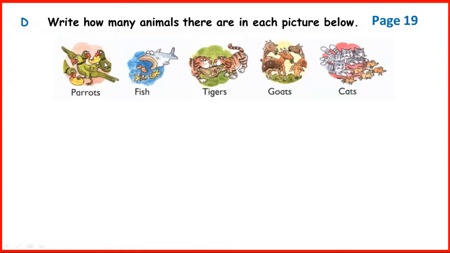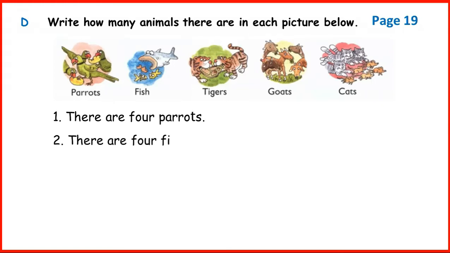How many parrots? 1, 2, 3, 4. There are 4 parrots. So we write here, number 1, there are 4 parrots. Again read this sentence. There are 4 parrots. Now look at the second picture. Fish. Now how many fish? 1, 2, 3, 4. 4 fish. Okay, so we write here there are 4 fish. Read the sentence. There are 4 fish.